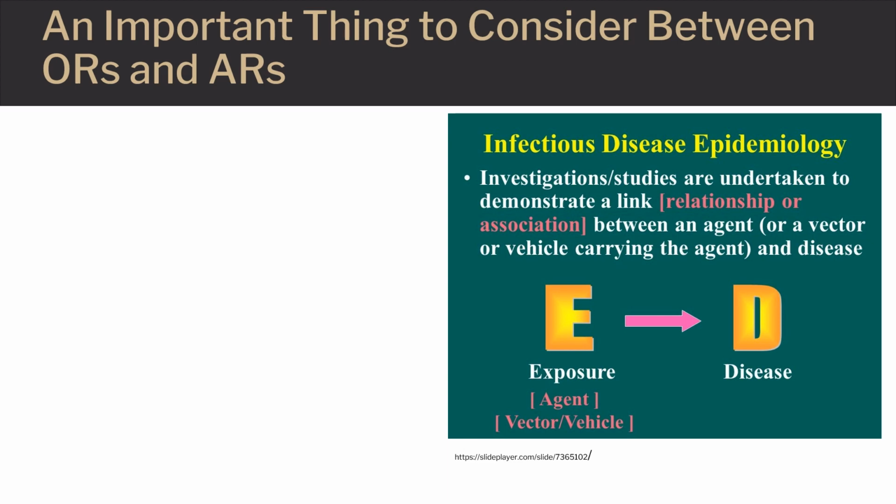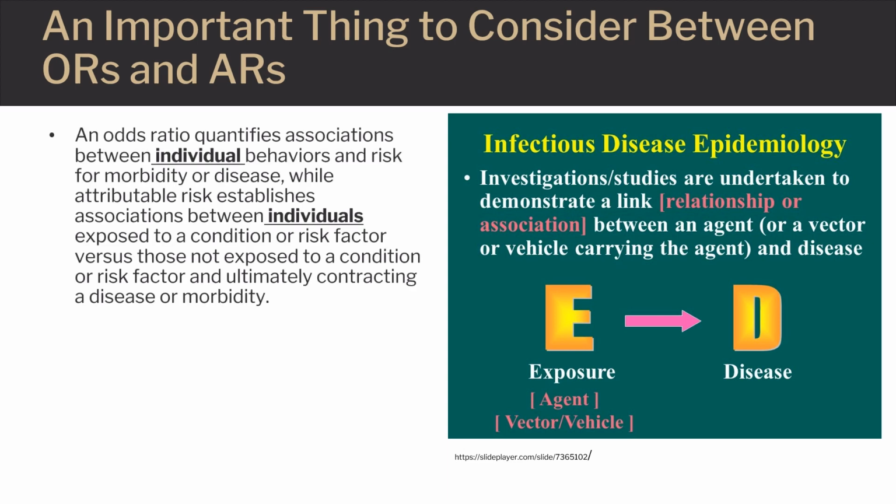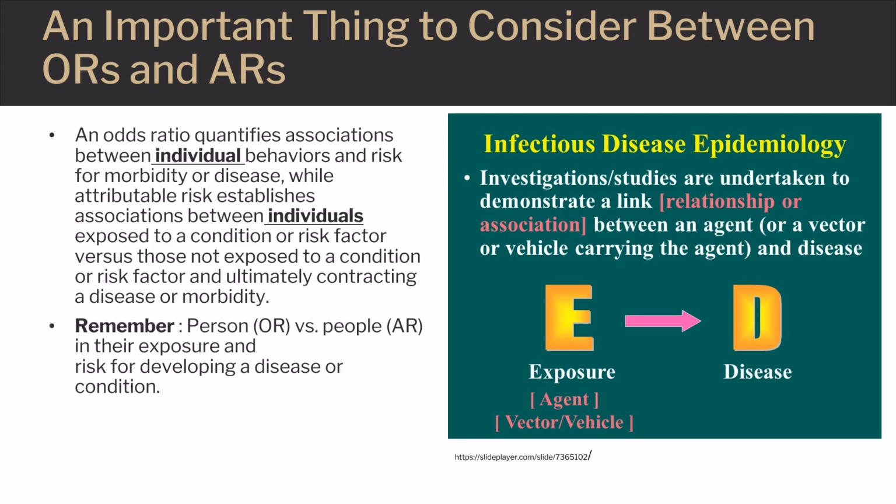It is important to remember that an odds ratio quantifies associations between individual behaviors and risk for morbidity or disease, while attributable risk establishes associations between individuals exposed to a condition or risk factor versus those not exposed to a condition or risk factor.